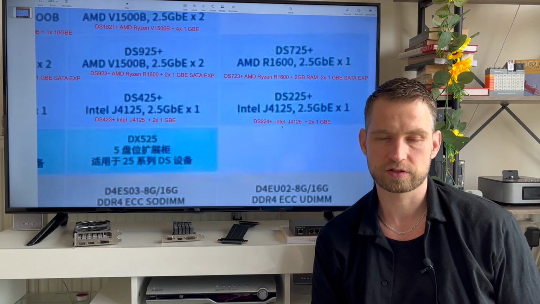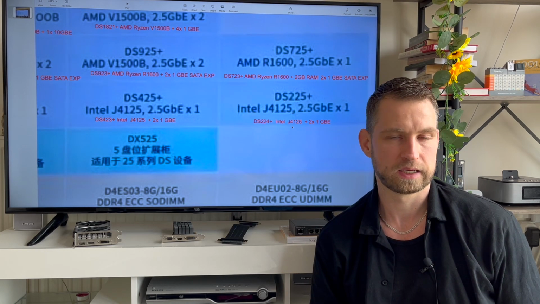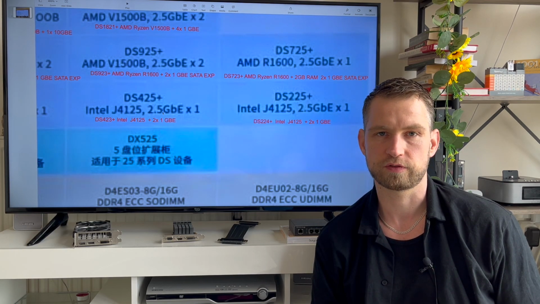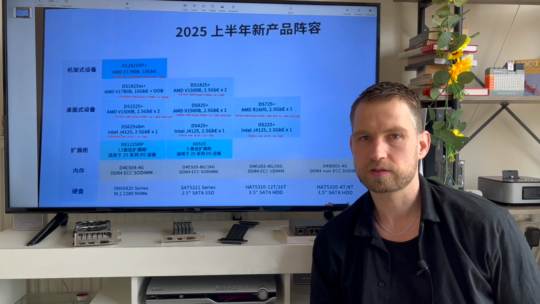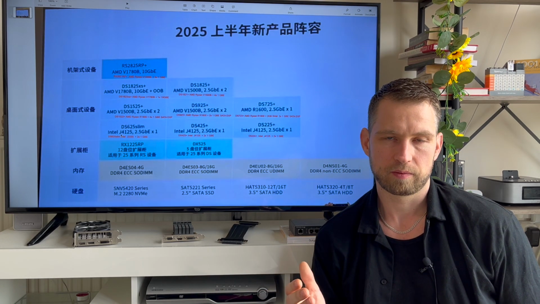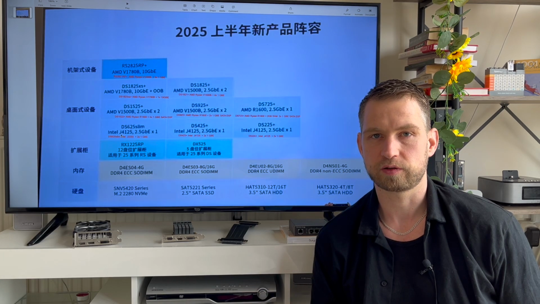People have been asking to add NVMe slots on the 2-bay model, DS225 Plus. Not going to happen. If you need NVMe cache, you will need to get the DS425 Plus. Overall, based on the comments, people don't see a point upgrading to 2.5 gig ports because you can achieve that with a single USB adapter.